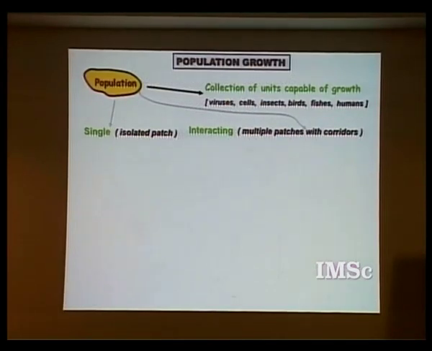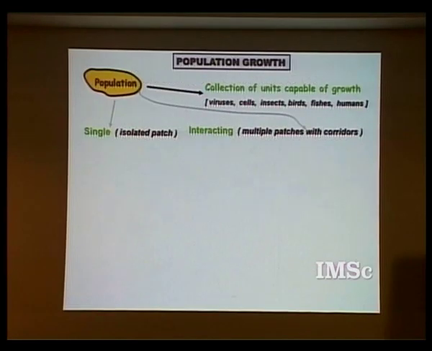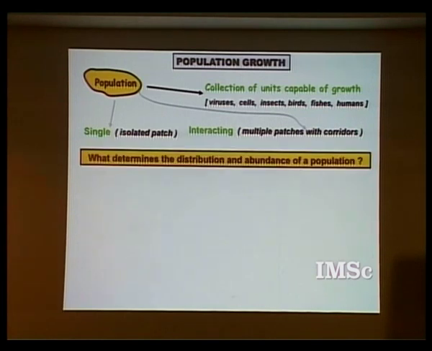Okay, so as you can see, this is an area which is slightly more organismal biology, where we are looking at how the population of an insect called Drosophila increases or decreases, and how we analyze that. When we talk about population, it can actually be any unit which is capable of growth, and which we can measure in an isolated patch. So it becomes a single population. When we measure it over an ecological area, then it becomes an interacting population.